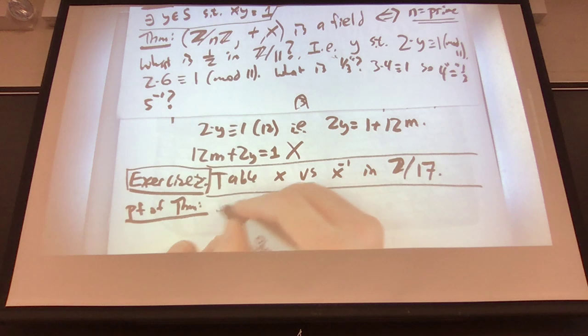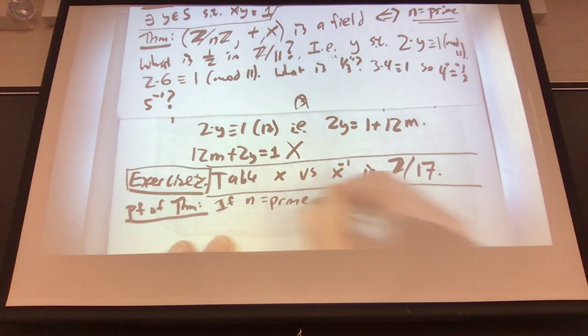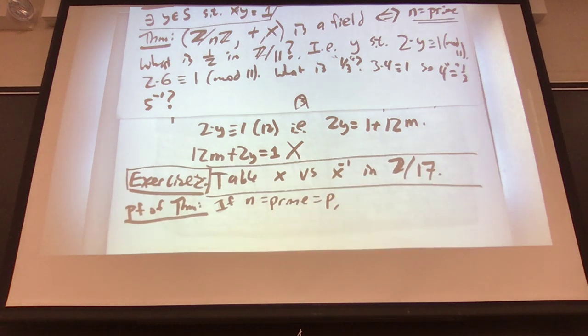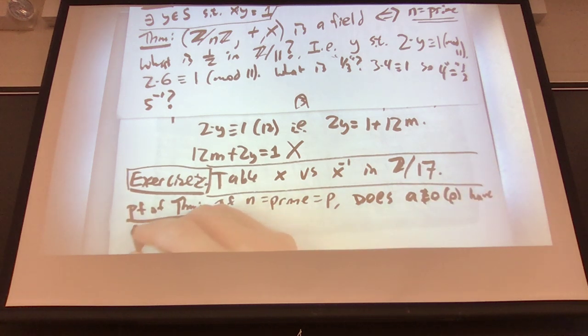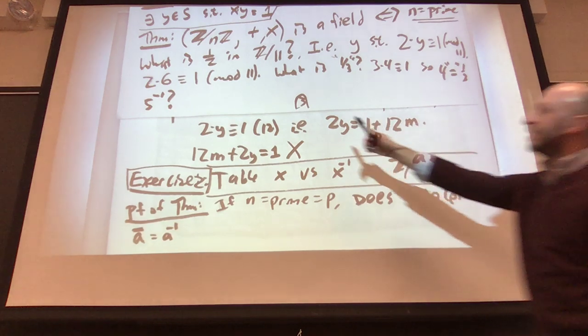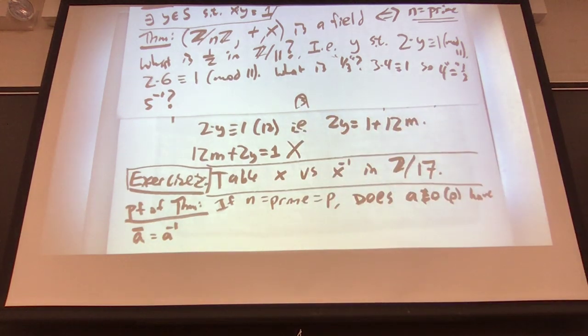So if n is prime, let's say p, why does every number have an inverse? Does a, which is not 0 mod p, have an inverse, a inverse? Some people write that a bar. It feels funny to write a half, so really what you write is 2 bar. Like a complex conjugate, but it's not a complex conjugate, it's a multiplicative inverse.